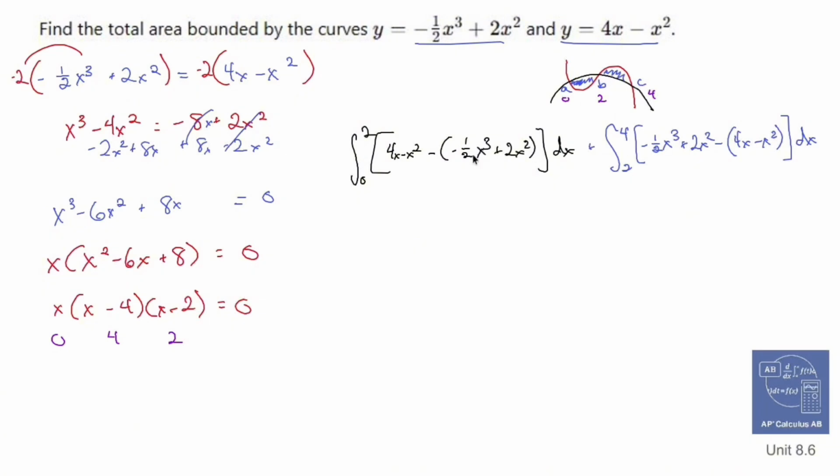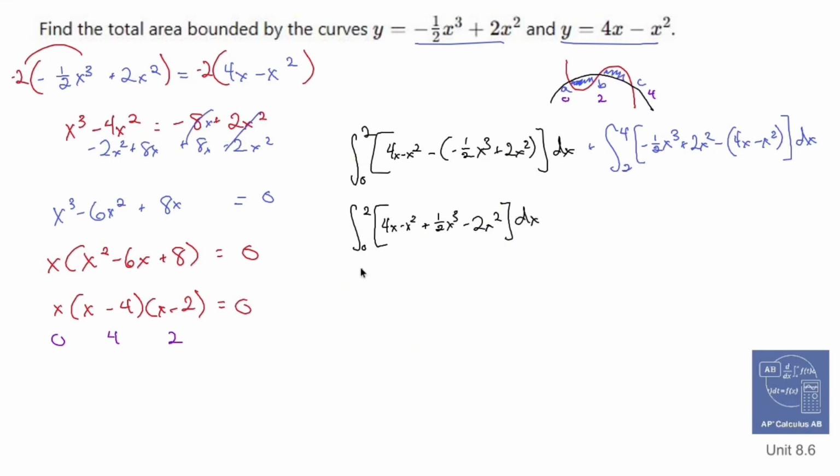Fortunately, it would have been nice if I just kept them the same, but it's too late. Let's just do the one on the left first. First thing we're going to do is distribute that negative. We're not even going to integrate yet. 4x minus x squared plus 1/2 x cubed minus 2x squared dx.